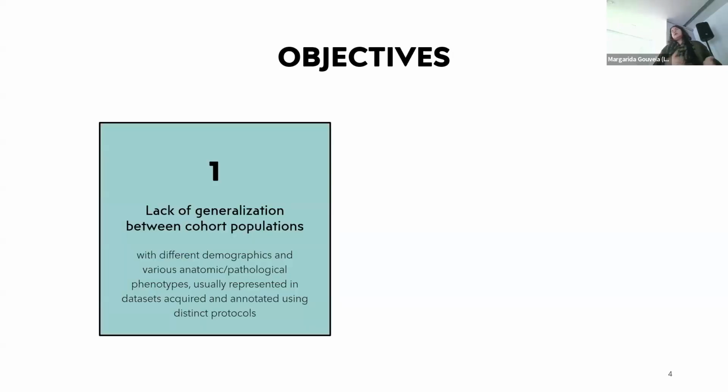So these factors combined affect the generalization of the models. The main objective of my thesis is to address two main problems of lack of generalization. The first and more typical one is the lack of generalization between cohort populations, so populations that show different demographics, different anatomical and pathologic characteristics, and normally are represented in different data sets. A data set is acquired in a hospital and will represent the population of that area of the hospital.